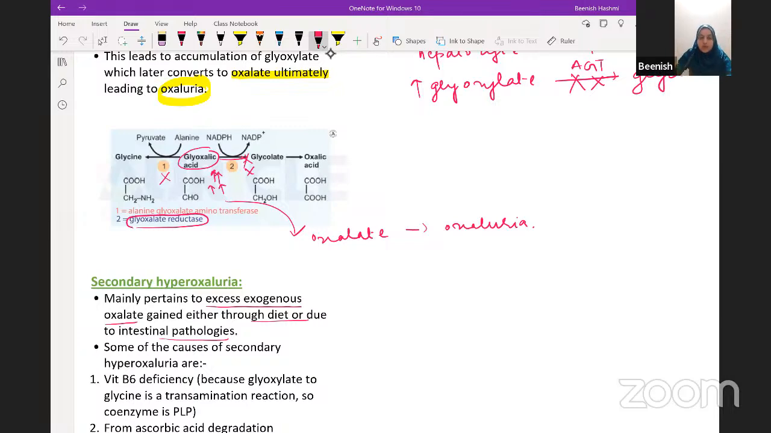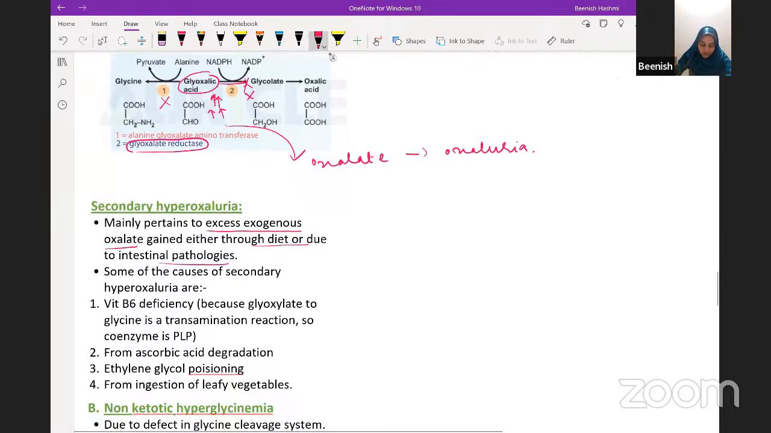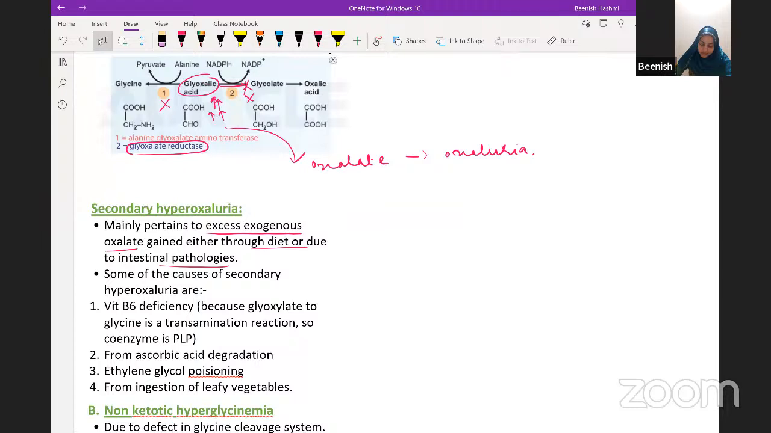Some of the causes of secondary hyperoxaluria are vitamin B6 deficiency, because glyoxylate to glycine is a transamination reaction. So the coenzyme is PLP. Now what is happening? AGT might not be defective, but there is deficiency of PLP. Then if there is deficiency of PLP, your AGT will not be able to work. So because of B6 deficiency, what will happen? There will be secondary hyperoxaluria.